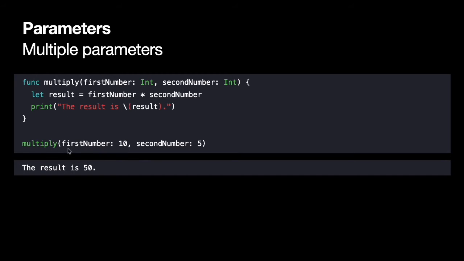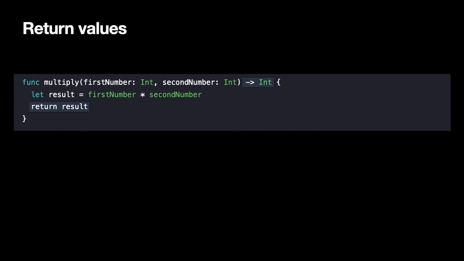Here's an example of us calling the multiply function. We include both parameters, their names, and then a colon, and then the values. And when we call the function, we have to call the parameter names in the same order that we defined it in our function. Properly named arguments help document the function.